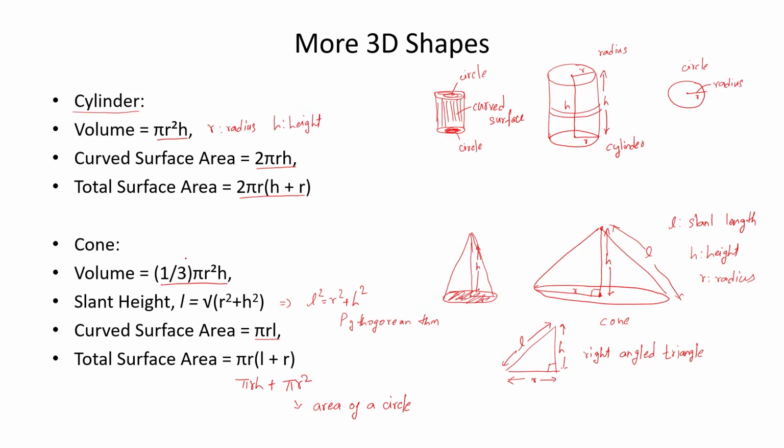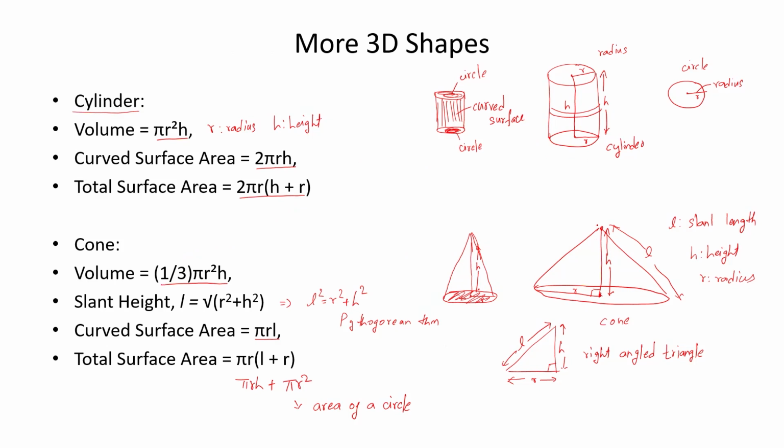Cone is another 3D shape, which looks like this. In a cone you have one curved surface and one circle. You can see the bottom circle and this curved shape. In a cone, you have three parameters. One is the radius of this bottom circle, and then the height of the cone, which is similar to the height in a cylinder also.